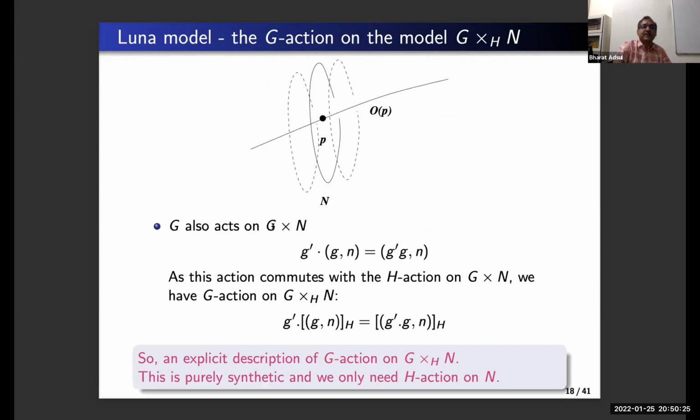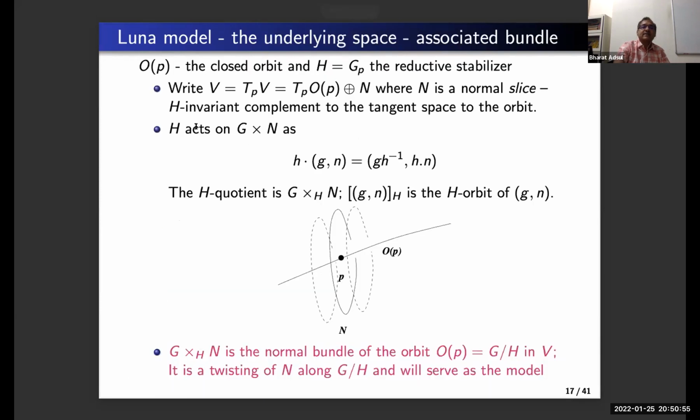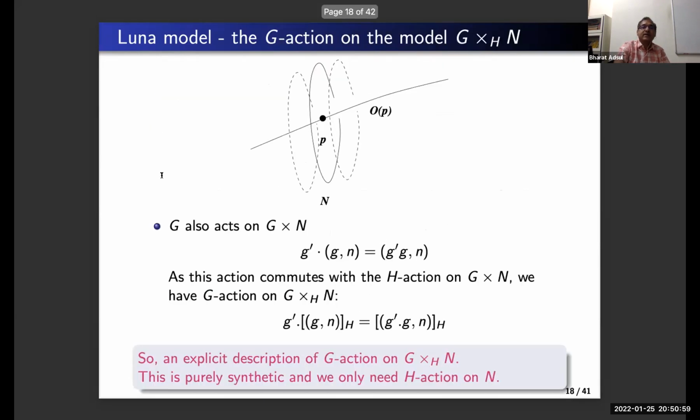If I look at the group G, it acts on this G × N just by multiplying the left component by g. So g′ acts on (g, n) by multiplying g by g′ on the left. It's an action only on the first component, because N may not have a G action; N only has an H action. You can check that this action of G on G × N commutes with the earlier action of H on G × N. Because of these two commuting actions, when I look at the H quotient of this space, the G action survives on the H quotient, and it's just given by this.